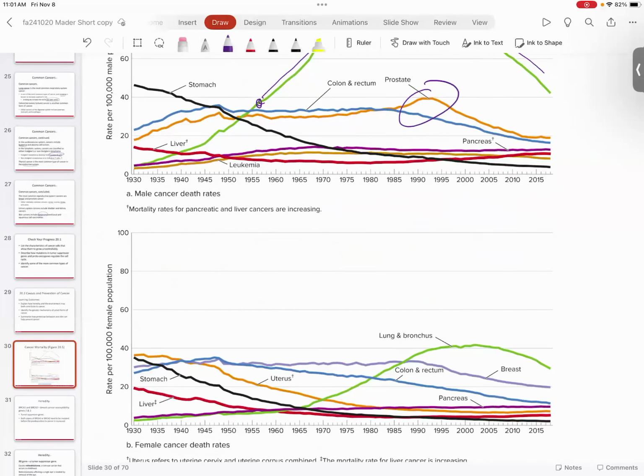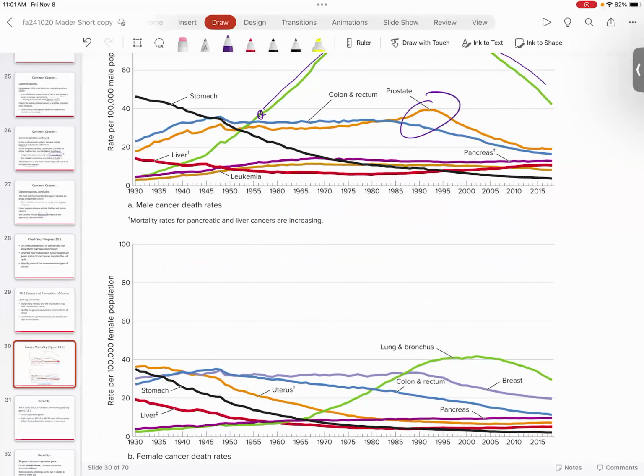In females, you can see it's a little less. So basically, smoking was not quite as aggressive in females as it was in males. So lung cancer is a little bit lower. Breast cancer is higher. So in males, you don't really see a lot of breast cancer. It is possible. It is rare, though. And colon cancer, those are the big ones for females.